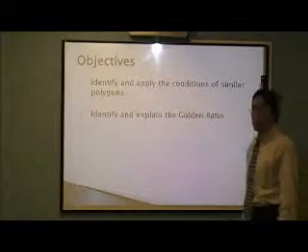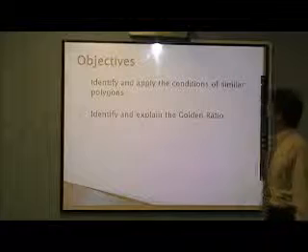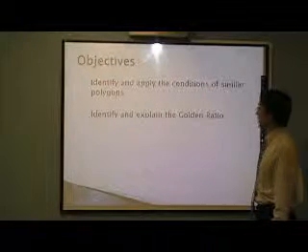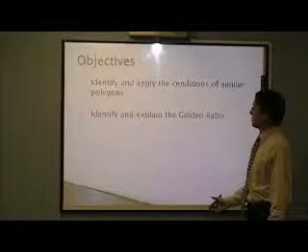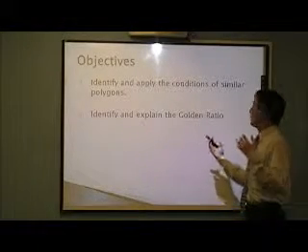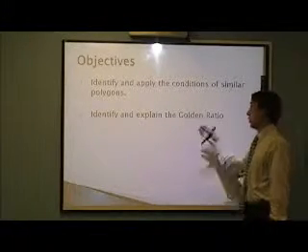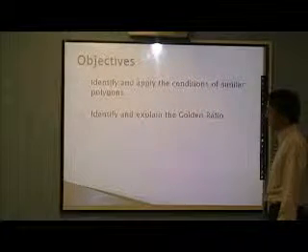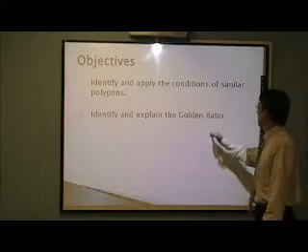The objectives for this section: identify and apply the conditions of similar polygons, and then identify and explain the golden ratio. So be able to look at the rules and be able to apply the rules, and a very specific one, the golden ratio, which has a lot of historical and architectural and artistic implications.